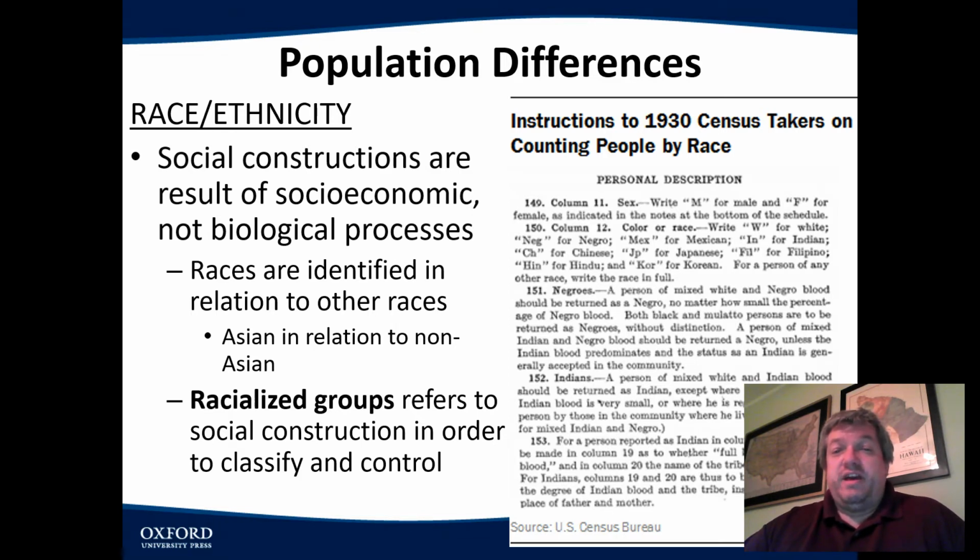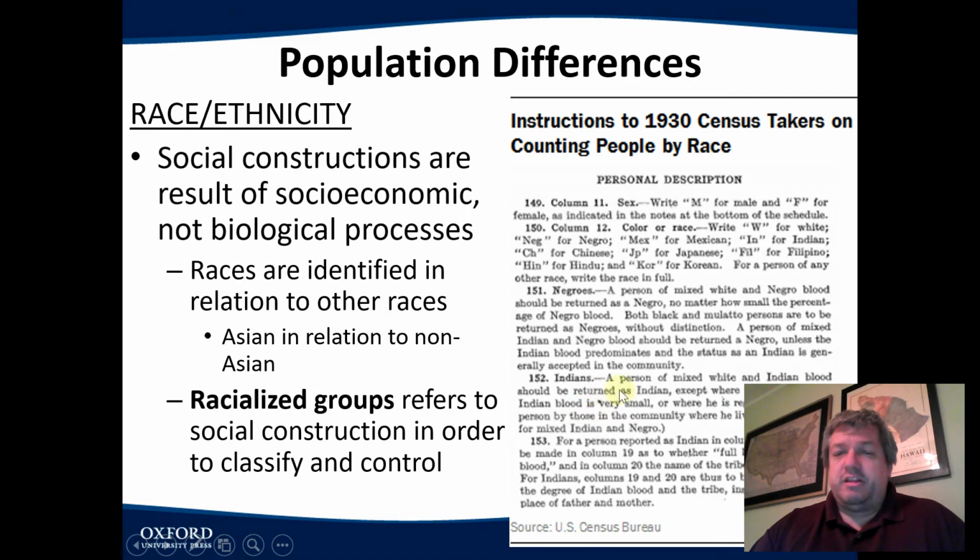And one of the reasons for that was, unfortunately, a lot of slave owners raped their slaves, and therefore those children were not their biological children, they were considered slaves as well. And that follows right here. And here's where it gets interesting. My picture's kind of in the way, but what it says here is a person of mixed white and Indian blood should be returned as Indian, except where the Indian blood is very small.